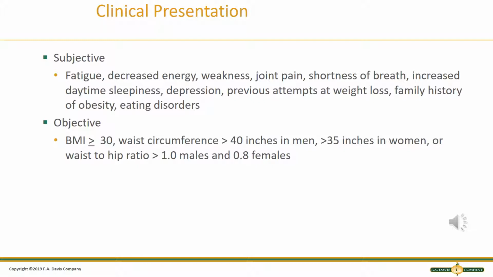Objectively, it's pretty straightforward. You have to have a BMI of greater than or equal to 30, a waist circumference greater than 40 inches in men and greater than 35 in women, or a waist to hip ratio of greater than 1 in males and 0.8 in females. See page 939, table 59.1 for the diagnostic classifications of obesity. The ICD codes should correspond to these when you're doing your visits, and there's different codes for different levels of BMI.